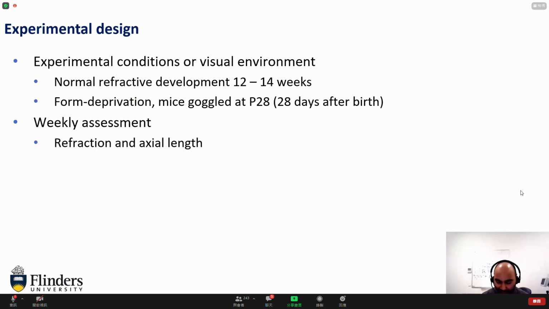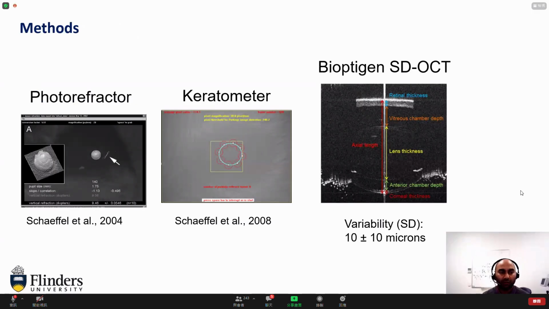And at each time point, we do weekly assessments of refraction, axial length, and different ocular parameters. We measure the refraction using a photorefractor, and the corneal curvature using the keratometer developed by Frank Schaeffel's team. And then we also look at axial length and different biometric parameters using a spectral domain OCT.